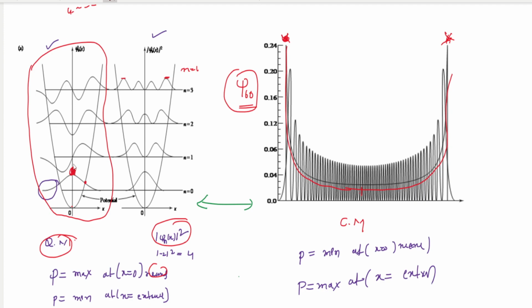See clearly here, the probability of the particle, especially in a quantum system: if you observe the lowest energy level, you can understand the probability is maximum at the mean position and minimum at the extreme position. This is the quantum mechanical case. The quite opposite case is like this: the probability is minimum at the mean position and maximum at the extreme position. So this is how the connection between classical and quantum mechanics works.